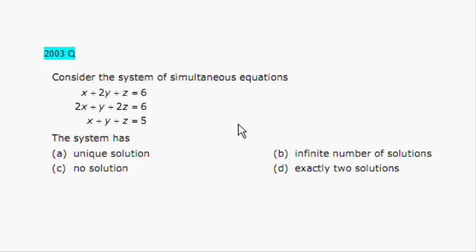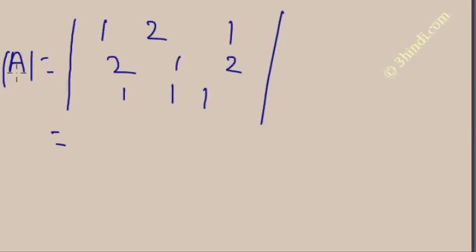This is the second 2003 question. You are required to find out the consistency of these equations. The process is the same. You make the two matrices: A, the coefficient matrix, and K, including this column, and find out the rank of A and K. So the determinant of A is this.